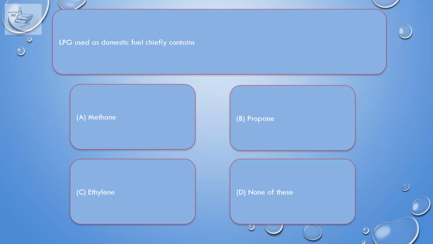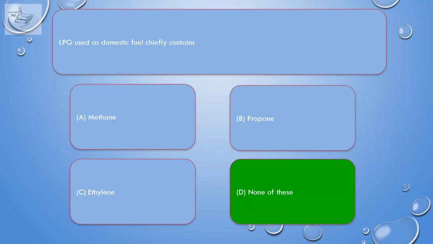Question: LPG used as domestic fuel chiefly contains A. Methane, B. Propane, C. Ethylene, D. None of these. Correct answer is D. None of these.